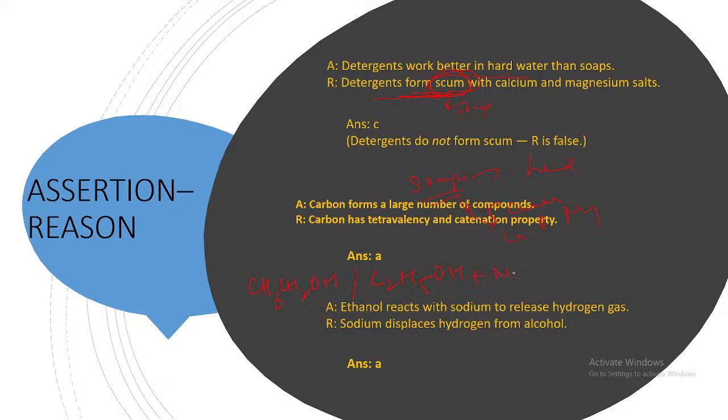So when ethanol reacts with sodium, hydrogen gas will be released. So the hydrogen is released plus sodium ethanoate will be formed. Okay, so sodium displaces hydrogen from alcohol. Sodium will displace the hydrogen of this alcohol group. This is the alcohol group, so here hydrogen will be displaced.